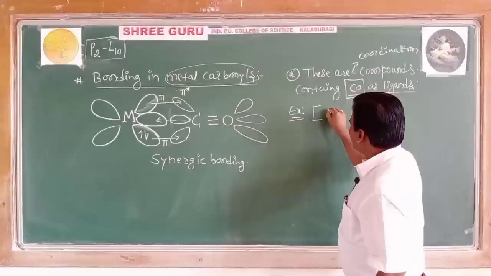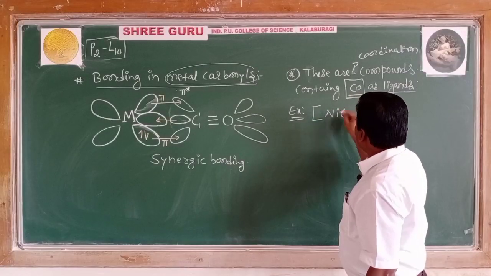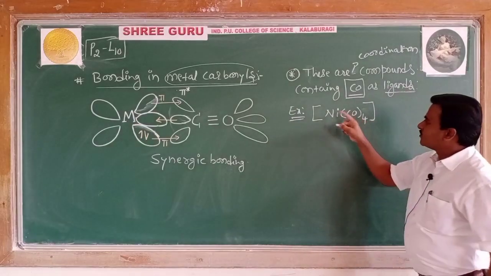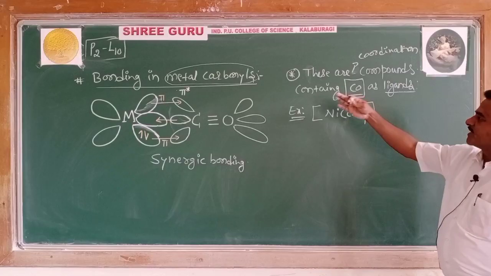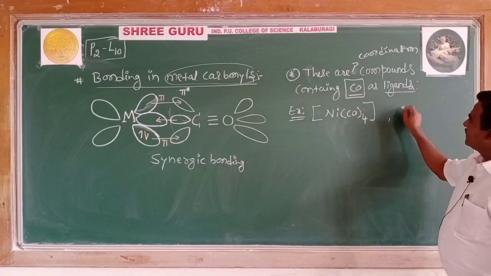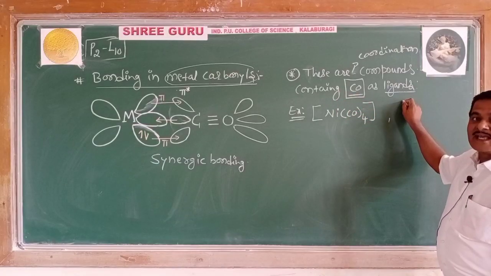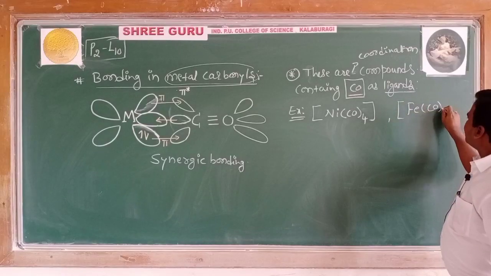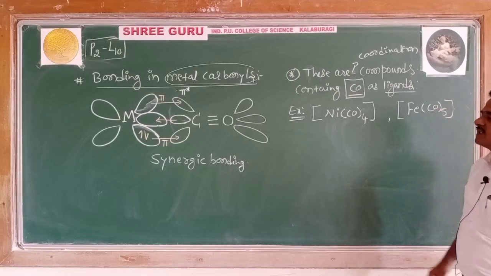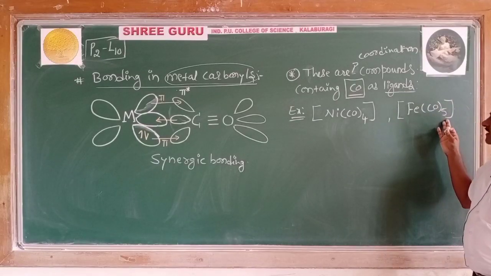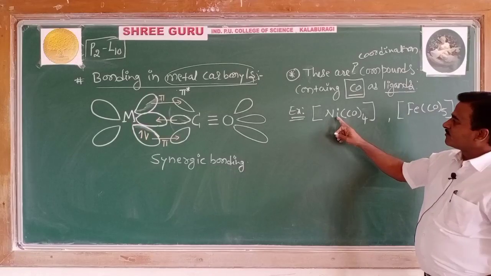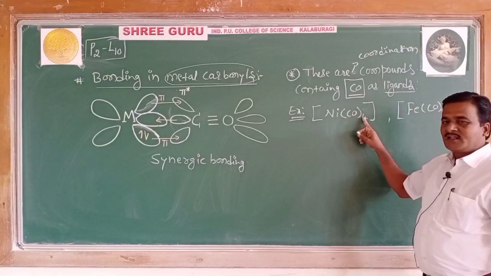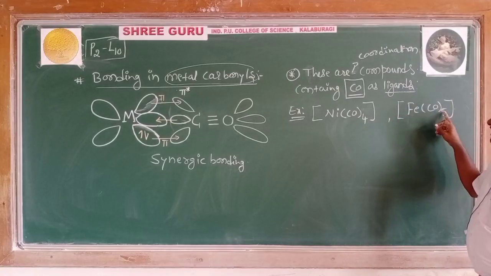Familiar neutral complexes: one is tetracarbonyl nickel. Tetracarbonyl nickel is an example of a metal carbonyl. And pentacarbonyl iron, Fe(CO) taken 5 times. So you can have the bonding between the nickel and carbon monoxide, nickel tetracarbonyl, and here you have iron pentacarbonyl.